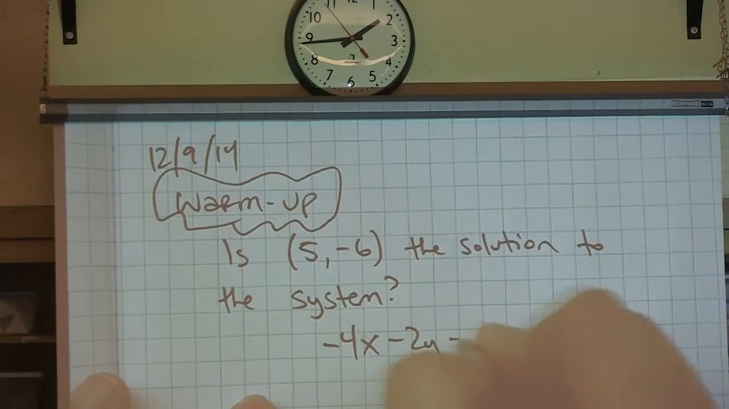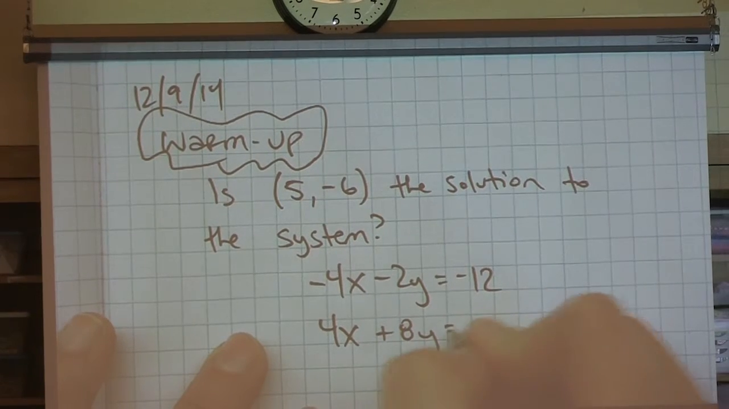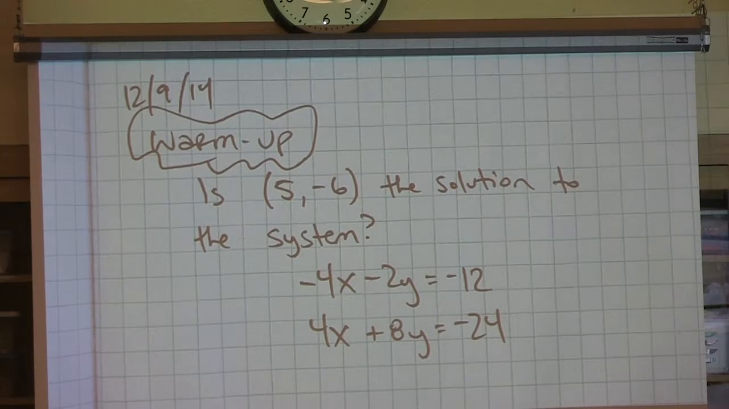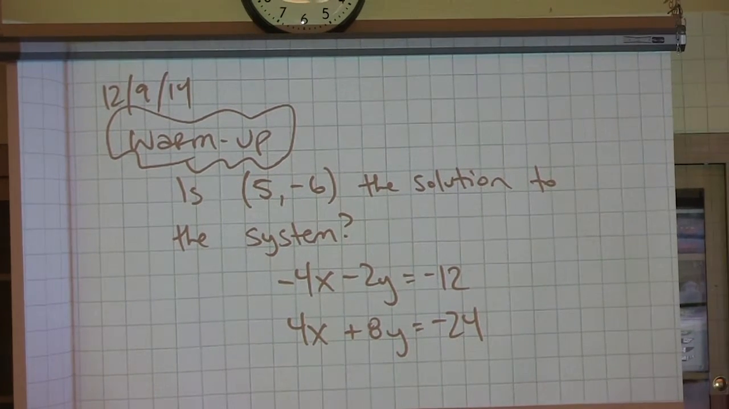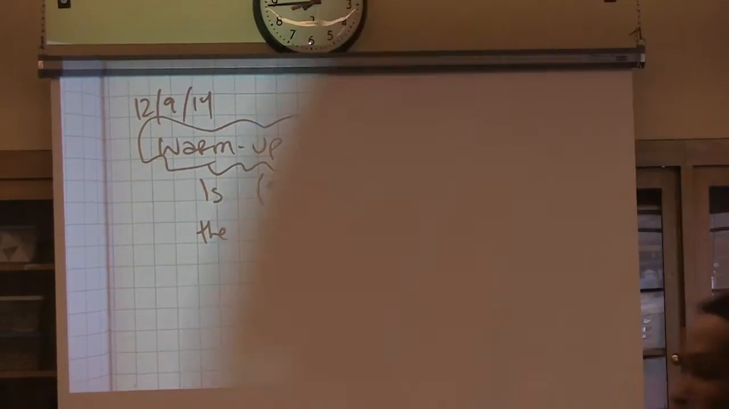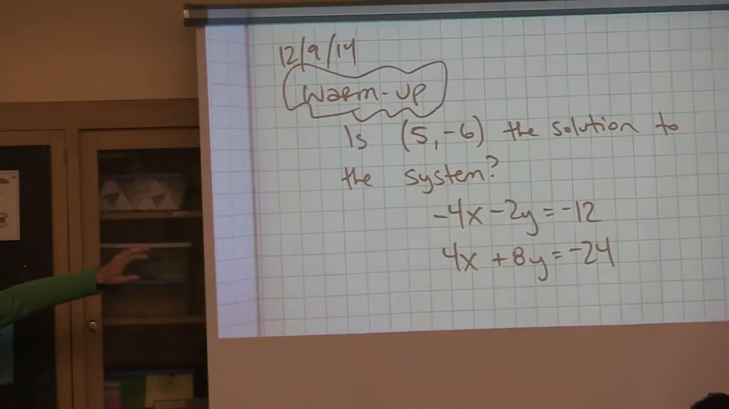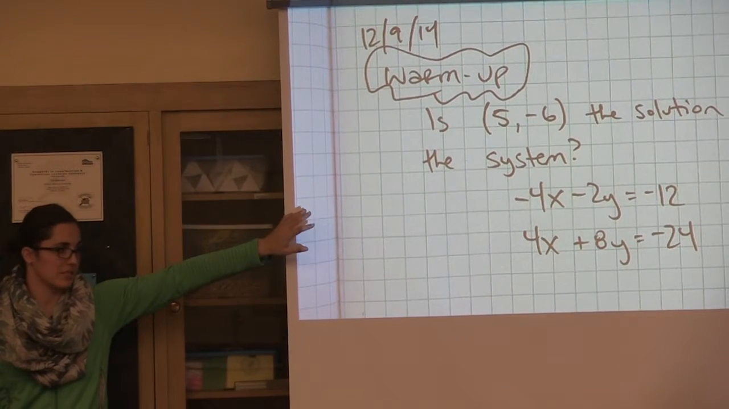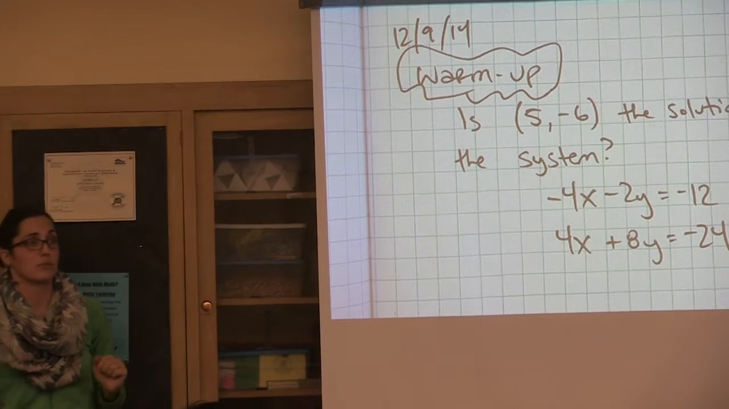4x minus 2y equals negative 12, and 4x plus 8y equals negative 24. Okay, so this is going to be a fun time for us. Let's suppose you had this system. Technically, maybe, just maybe, some of you remember how to solve this system. We have not learned how to solve this system yet. But my question for you is, is that the answer?